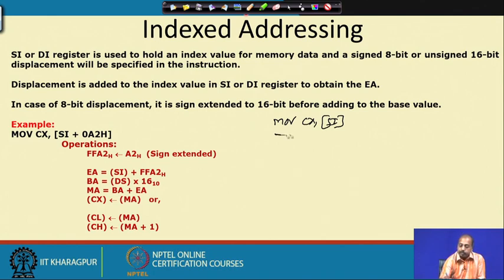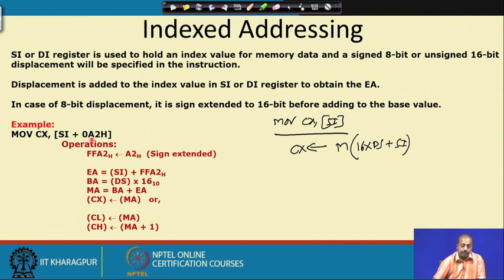So, in this particular case, you can understand that the CX register will get the content of the memory location whose address is given by 16 into DS plus SI. And in this example we have got some additional offset specified, an additional displacement specified. So, that displacement will be added.